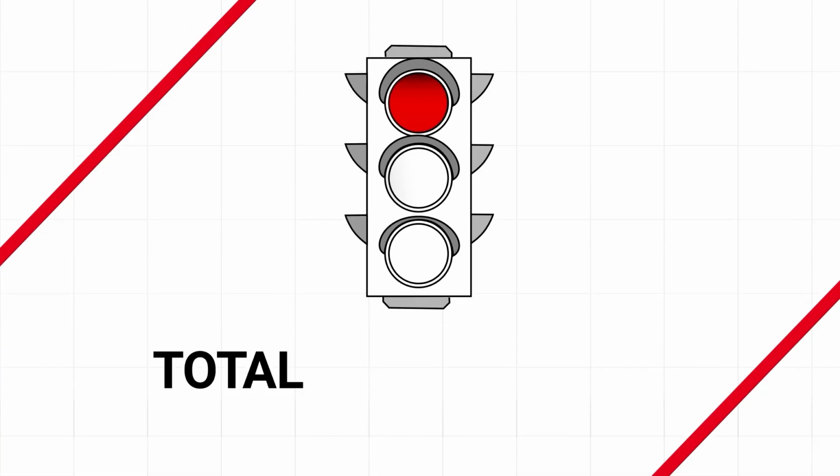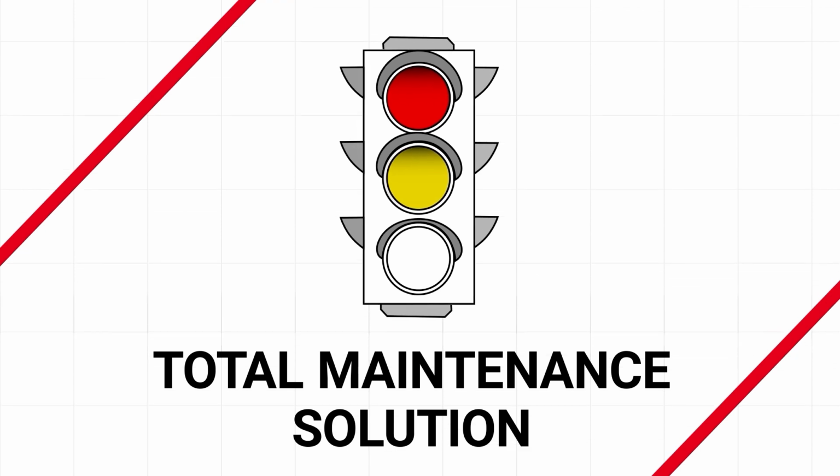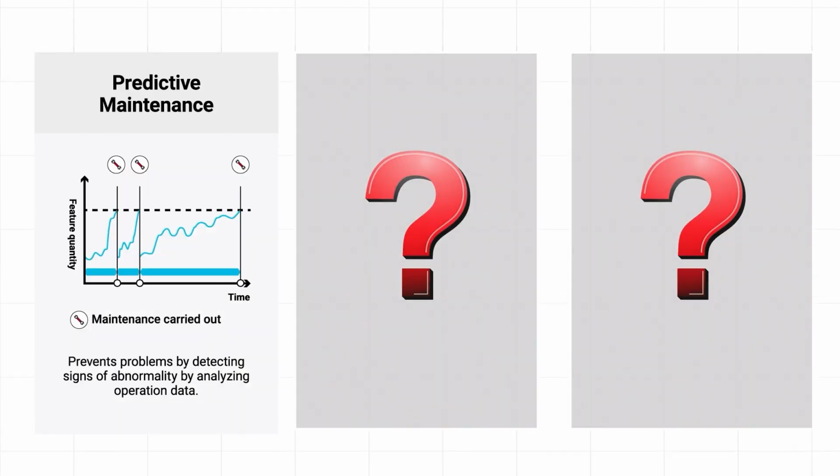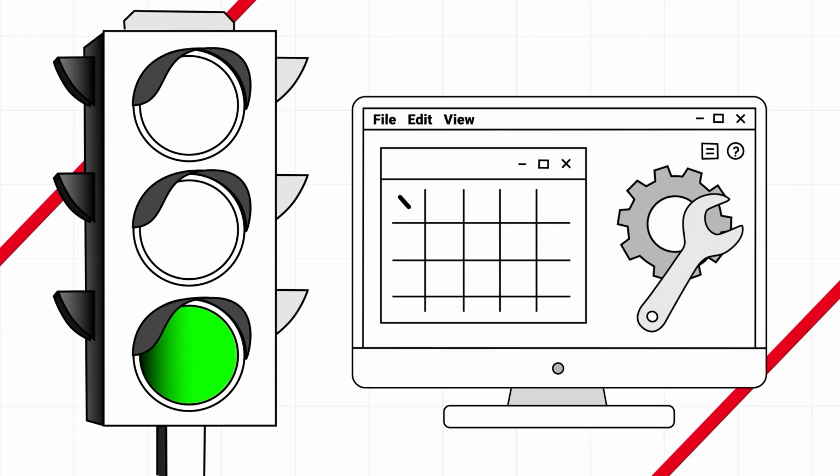Okay, now we operate and optimize your machine. What's next? The total maintenance solution tackles all three critical considerations. Predictive maintenance: how to sense the machine's status and avoid foreseeable downtimes. By continuously analyzing operation data and detecting deviations in feature quantities, it prevents problems before thresholds are exceeded.